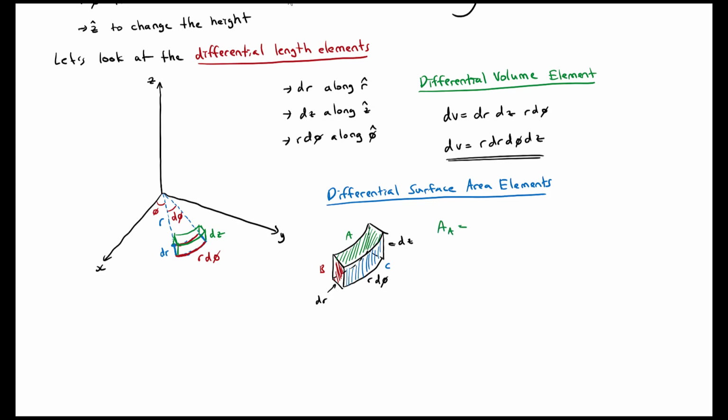So the area of A is going to be equal to the two differential length elements that produce this area. We know that it's bounded by dr and r d phi. So we have r dr d phi. That gives us an area made from the radial length and the arc length. We then have the area of B, which is given by dr times dz. And we have the area of C, which is given by dz times r d phi. So that would just be r d phi dz.